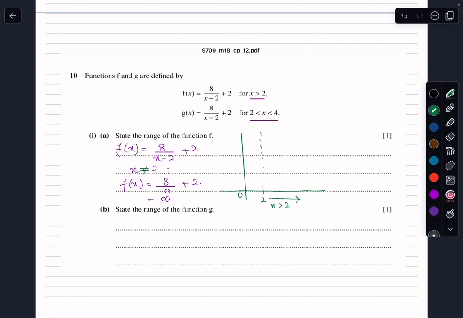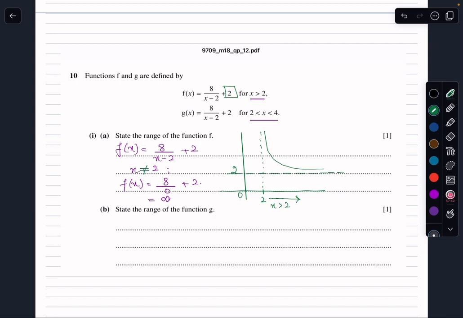If the given domain is for x to be greater than 2, then what is actually going to be the range here? To get the range, I have the constant in the equation, which is 2. Therefore, the y-asymptote here shall also be equal to 2. That means the curve that I should be having is this curve here.